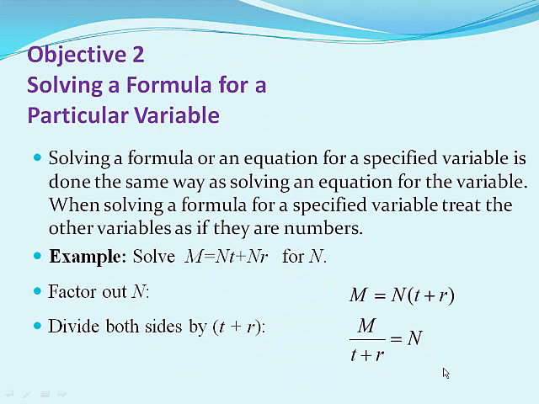Objective 2. Solving a formula for a particular variable. Solving a formula or an equation for a specified variable is done the same way as solving an equation for the variable. When solving a formula for a specified variable, treat the other variables as if they are numbers. Here is an example. We need to solve for n from the equation m equals nt plus nr. We factor out the n and write it as n multiplied with (t plus r). So in order to solve for n, we can divide both sides by t plus r, getting n equals m over (t plus r).